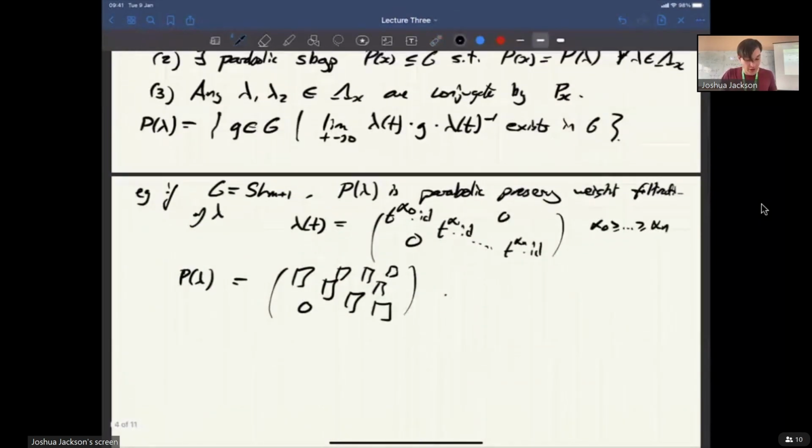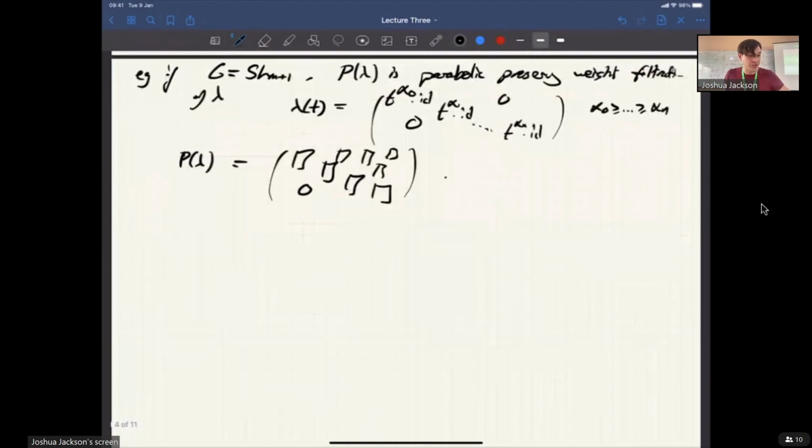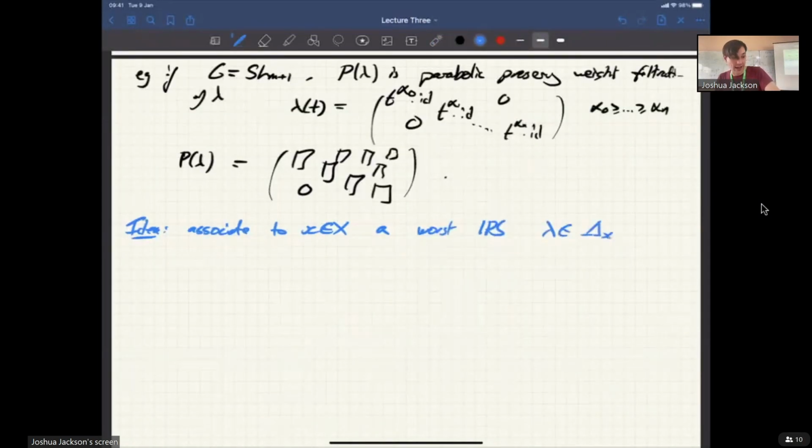Okay, great. So that's what this theorem says. It says that there is a worst one-parameter subgroup, and it is unique in the following sense, up to conjugation by a particular parabolic. So that gives us a way in to measure instability. So the idea is to associate to x in X a worst one-parameter subgroup lambda in capital Lambda of x. So we're going to index points of X by their worst one-parameter subgroups. That's the basic idea.